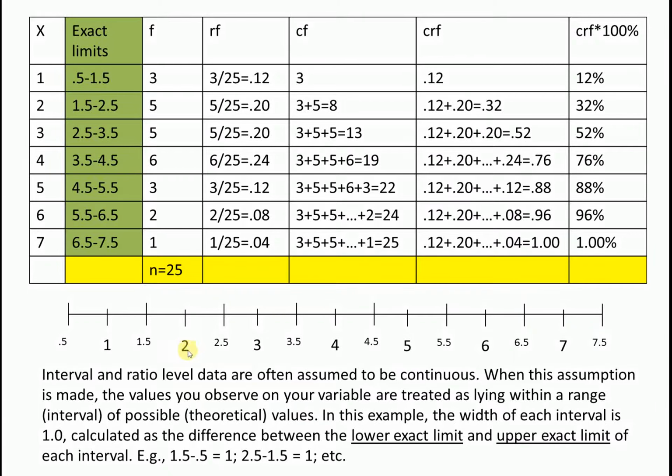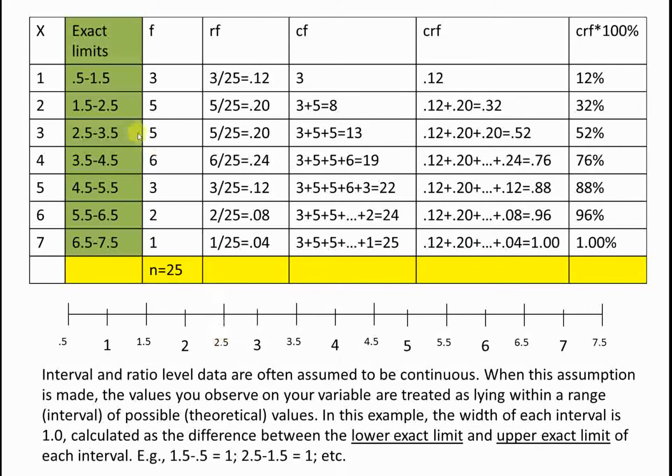For a value of 2, we theoretically might observe values with enough measurement precision falling between 1.5 and 2.5, and so forth. So the concept of exact limits represents where the intervals are beginning and ending. And as you can see, the upper exact limit for each interval is associated with the lower exact limit of the next interval. So for example, the upper exact limit for the interval with this midpoint of 1 right here is 1.5. That's also the lower exact limit of the next interval with the midpoint of 2.